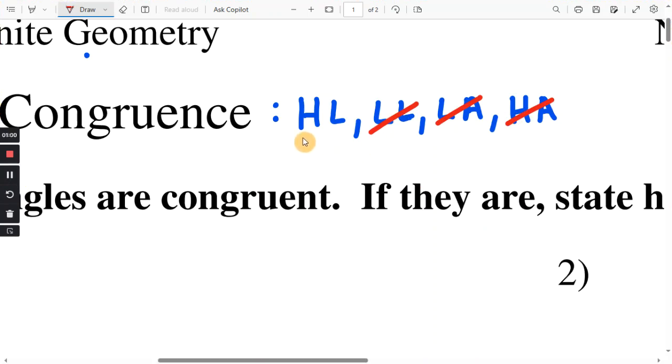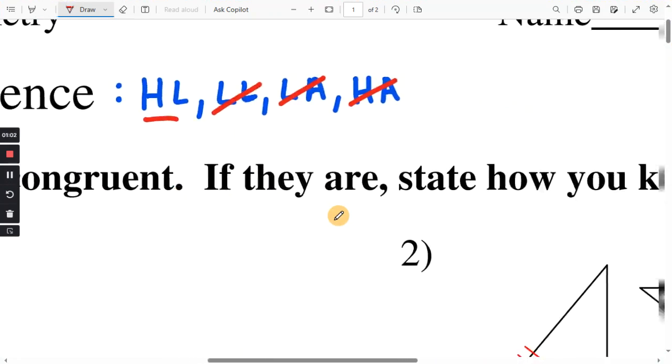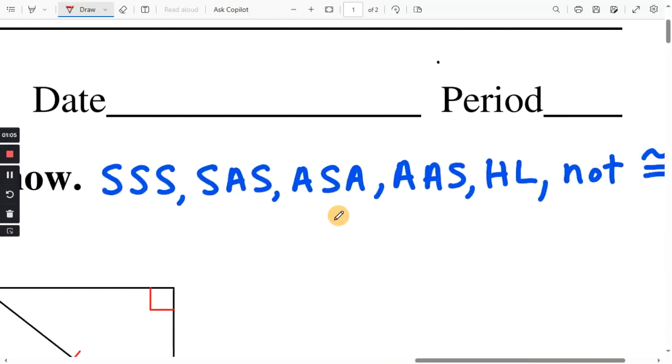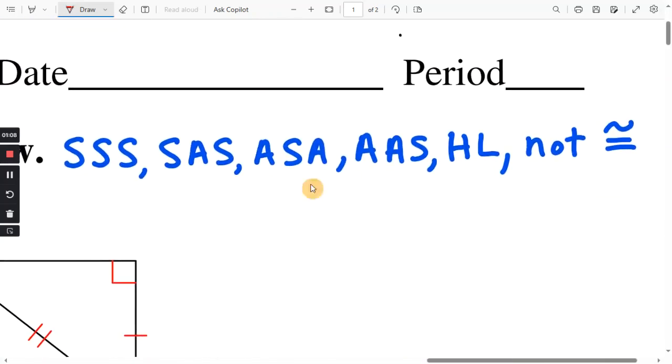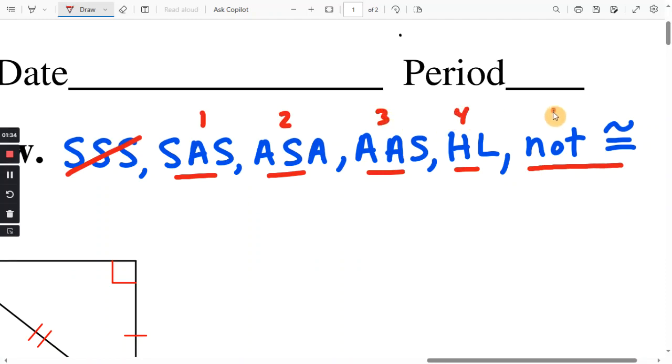But I'm going to keep the hypotenuse leg, and for the potential answers here I'm going to use the ones we've already learned. None of these are side, side, side, so we can cross that one off. But we're going to be using side, angle, side; angle, side, angle; angle, angle, side; and hypotenuse leg. And if you can't prove it, then you can just write not congruent. So these are the 5 possible answers for this worksheet.